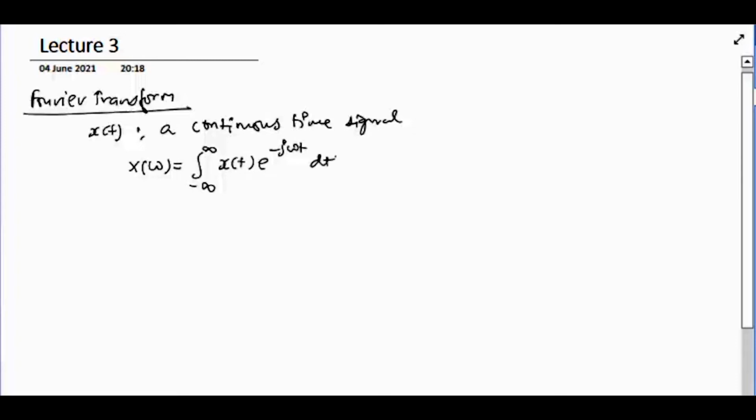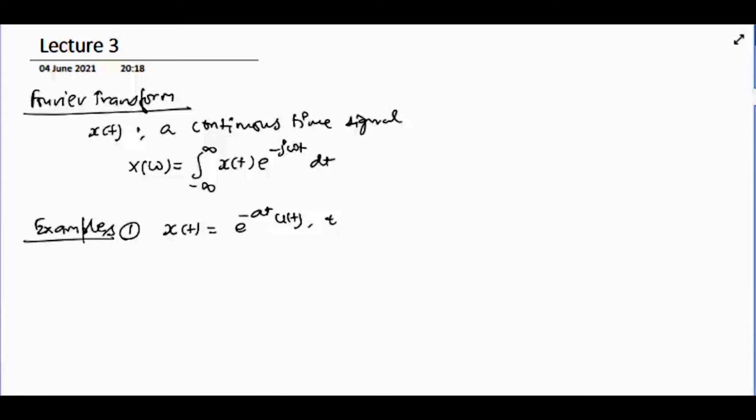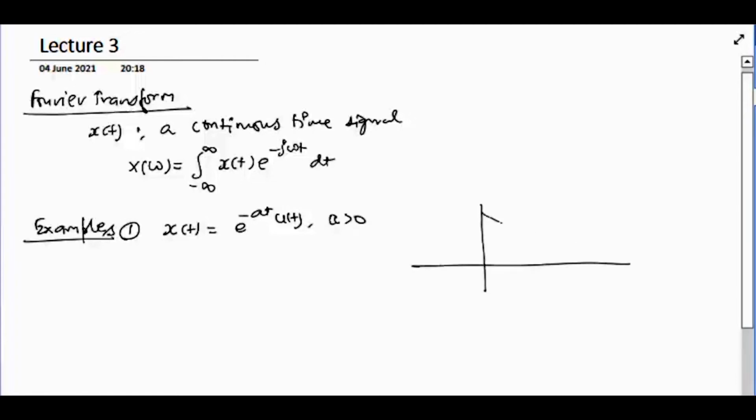Okay, let's see an example. In fact, we will see several examples. So here is our first example. Say x(t) is e raised to minus a t u(t), where a is greater than 0. If you plot, this signal would look as follows. It's a real signal. This is 1, this is e raised to minus a t. This is t. This is my x(t).